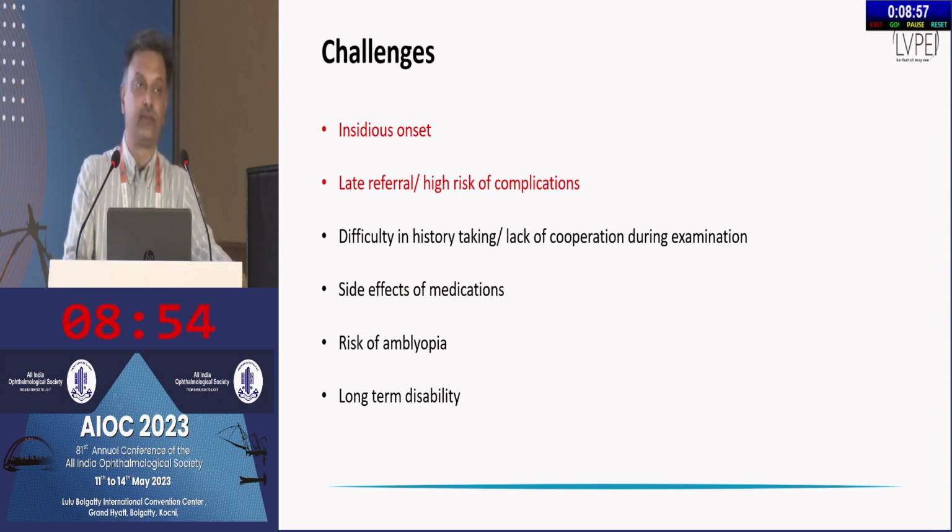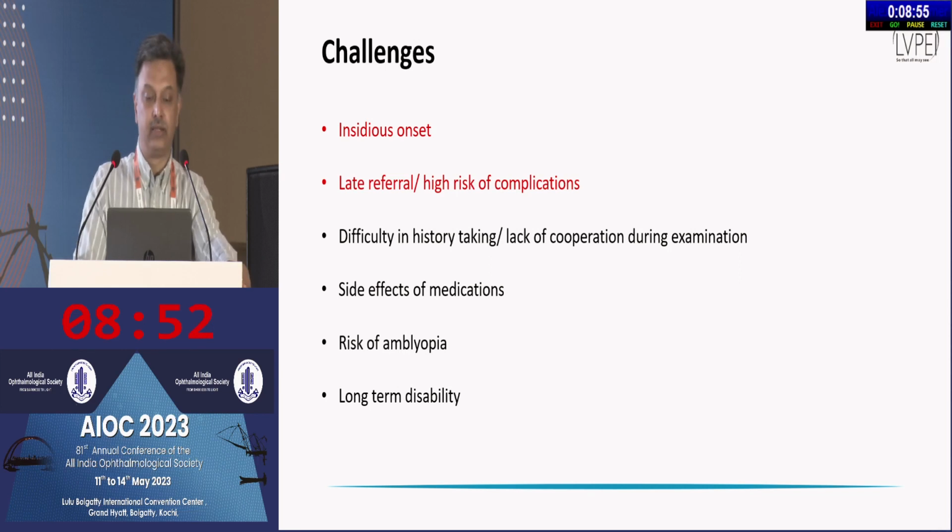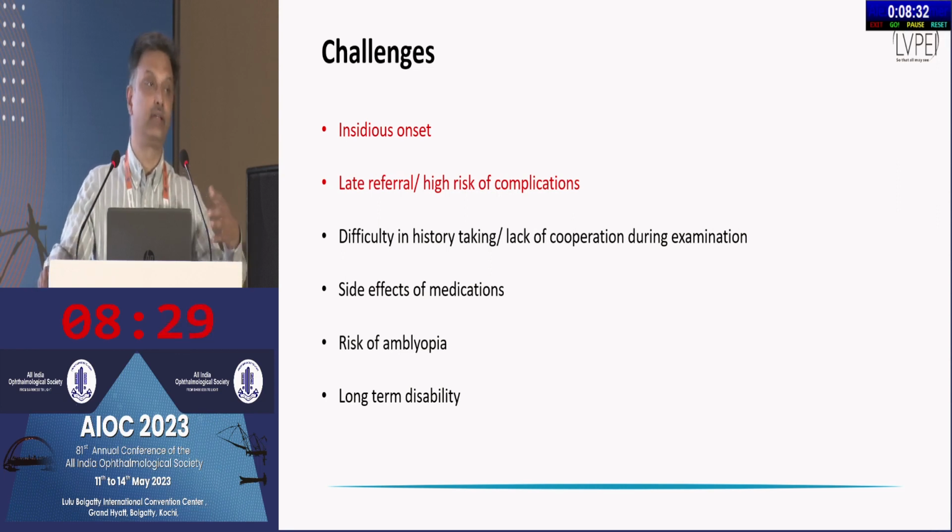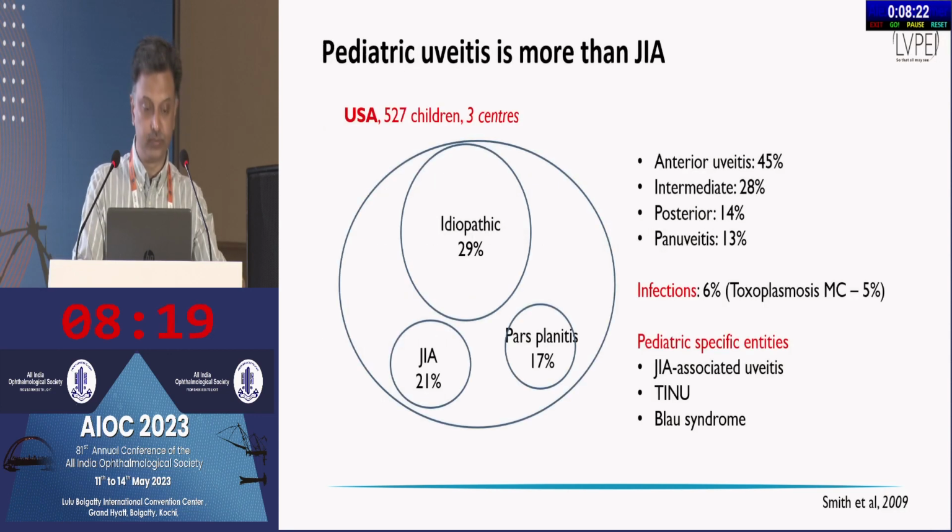So this is the main challenge that we deal with in pediatric uveitis. The other things, of course, are the difficulty in history taking, the lack of cooperation in smaller kids during the examination. The side effects of the medications, these are all growing kids, and both corticosteroids as well as non-steroidal medications have their side effects. The risk of amblyopia when there is long-standing cataract or corneal opacity, and finally the long-term disability. Remember, uveitis is not a short-term disease, especially pediatric uveitis. These are long-term diseases requiring long-term treatment, and therefore the disability is a big issue.